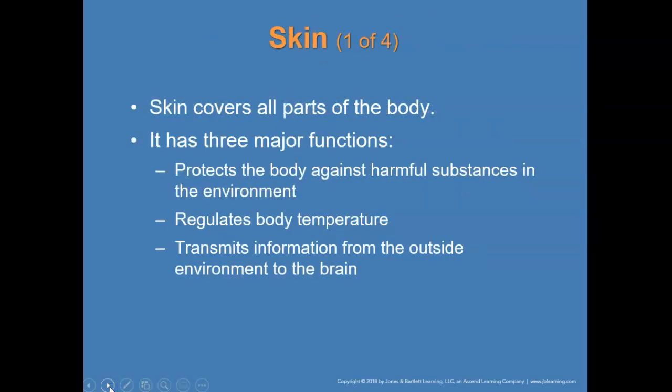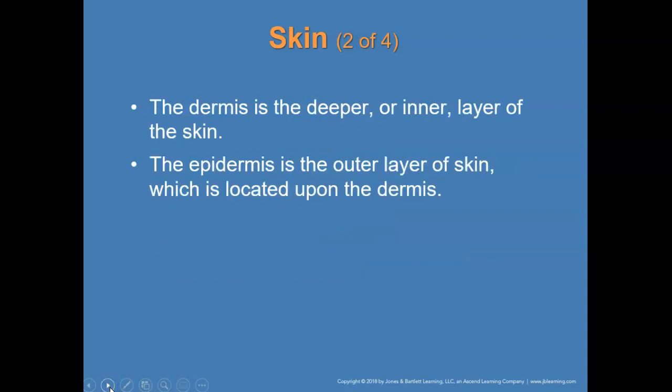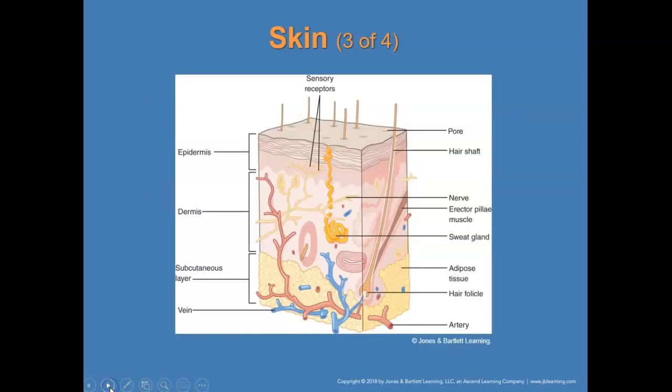Okay, now we're on to skin. Skin covers all parts of the body. It has 3 major functions. It protects the body against harmful substances in the environment. It regulates the body temperature, and it transmits information from outside the environment to the brain. The dermis is the deeper or inner layer of the skin, and the epidermis is the outer layer of skin, which is located upon the dermis.